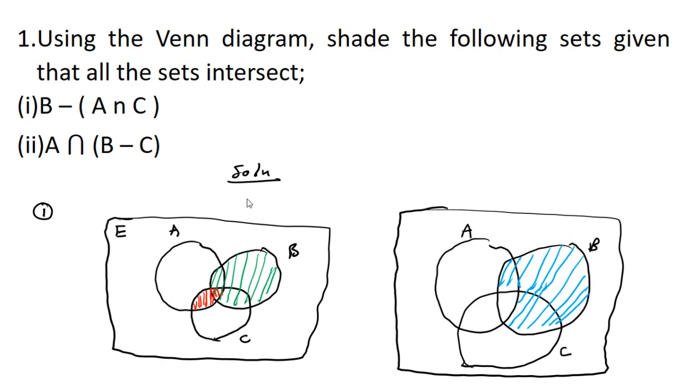So ladies and gentlemen, I'm going to give you this one as your assignment. Please work on it. So you have B minus C. The first step, you remove C from B, so you remain with that part, and then you intersect it with A, of which the answer will just be this single part here. So when you work it out, make sure that you find only this part as your answer.